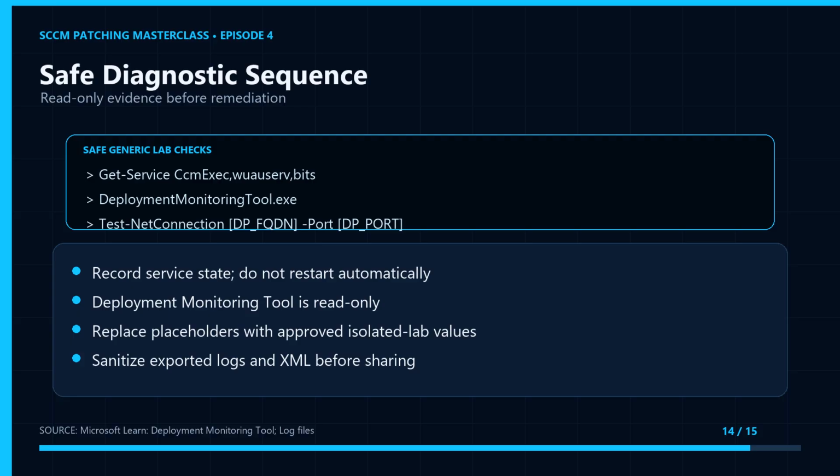Correlate the deployment ID and timestamp across Policy Agent, Scheduler, UpdatesDeployment, UpdatesHandler, CAS, Content Transfer Manager, Location Services, Data Transfer Service, Service Window Manager, WUAHandler, and Windows Update. A port test is optional lab practice only after the logs return an approved distribution point. Replace both placeholders and never expose production names, URLs, addresses, identifiers, or credentials.